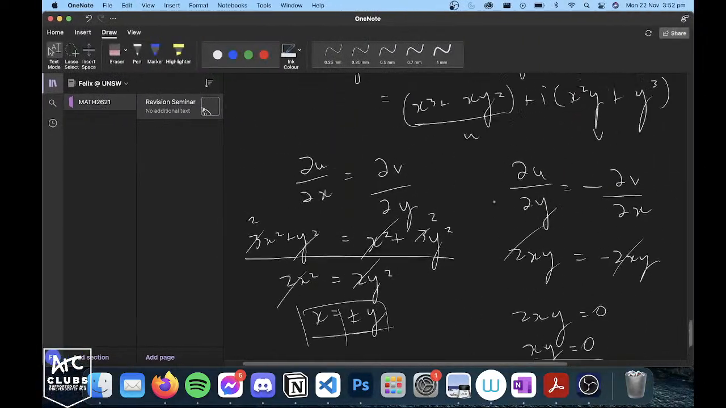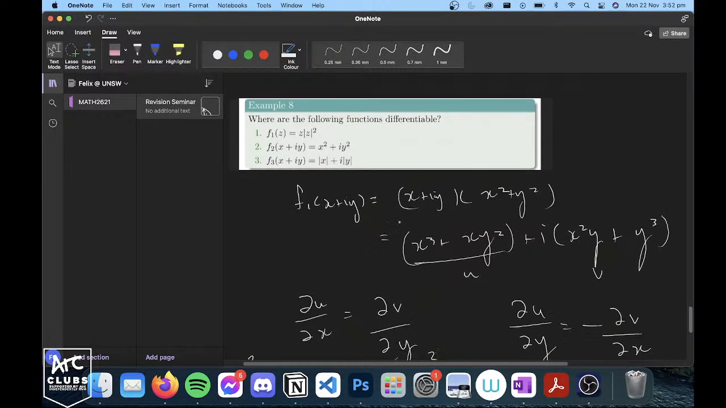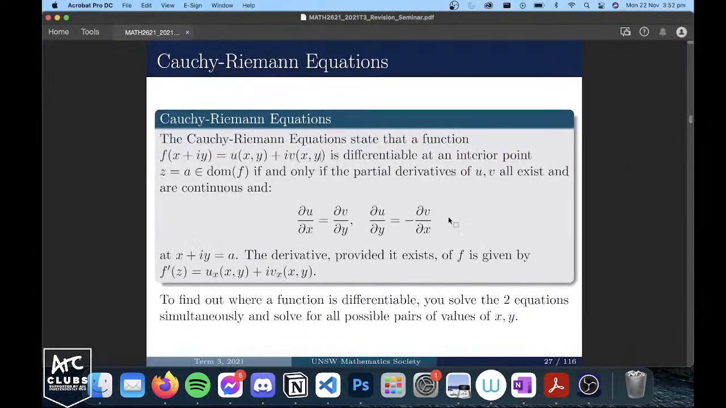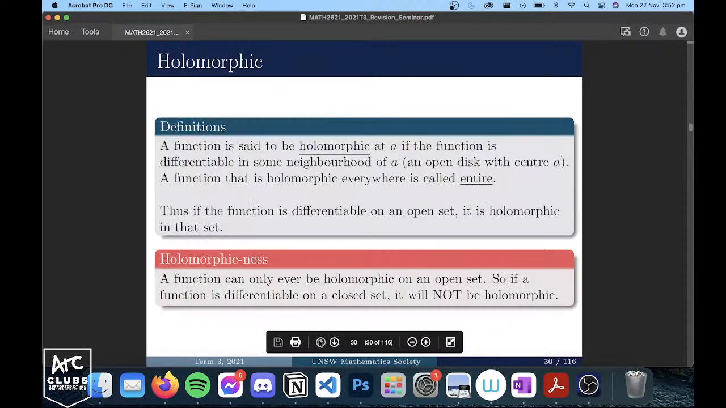So you would basically follow the same outline as the first question for the last two. You'd just use these Cauchy-Riemann equations because they're so good. Those are solutions if you'd like.